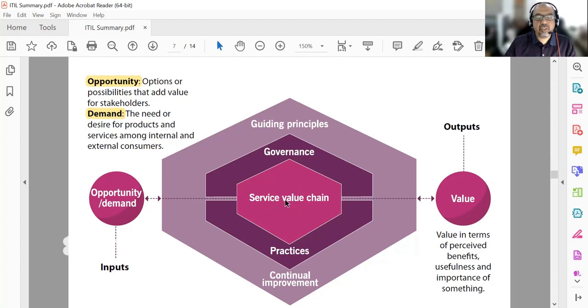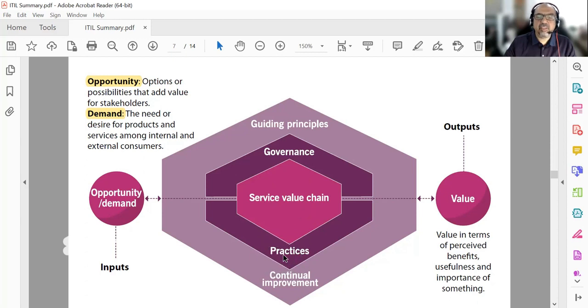In the service value chain, we have 6 activities here. We will discuss that in a moment. And the service value chain diagram is the second important diagram after this one. So the service value chain, we have 6 activities. Then how will we conduct these activities? We will follow practices. So the practices will tell you how to do these activities.